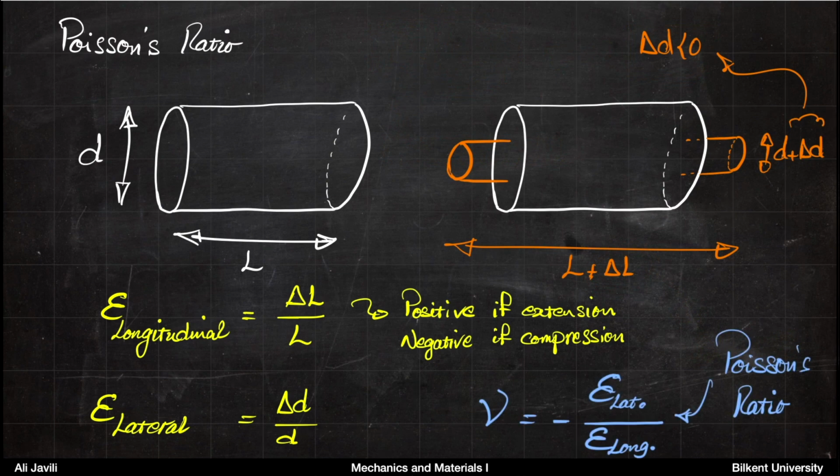Okay, so based on what we have now, we can define Poisson's ratio. Now, Poisson's ratio is the ratio between lateral strain and longitudinal strain. So you divide lateral strain by longitudinal strain, and then you introduce this minus sign because, as we said, for most cases that we know, when delta L is positive, delta D is negative. So you want the coefficient to be positive, and for that reason only, you just introduce a minus sign.